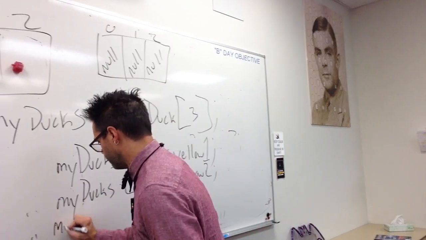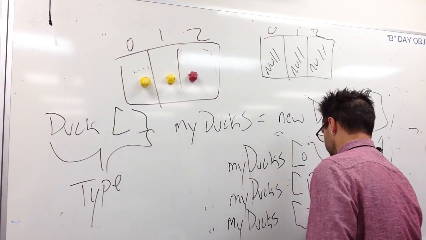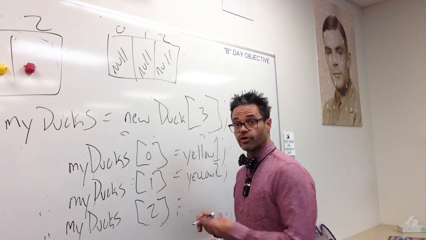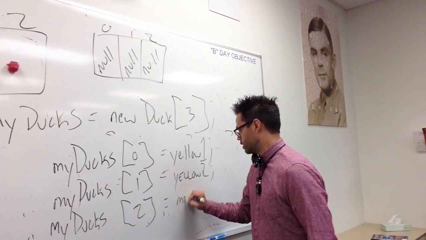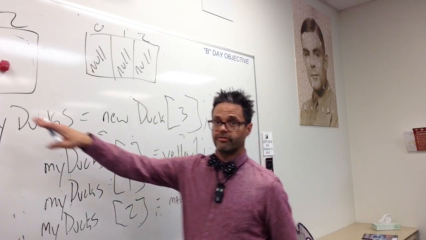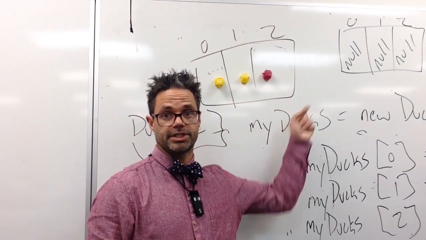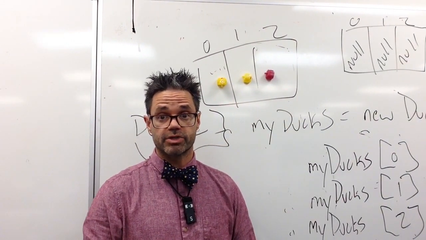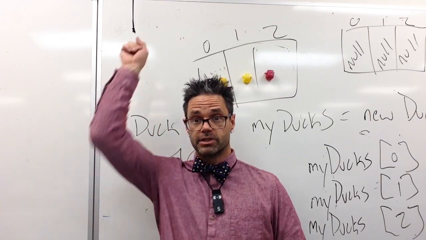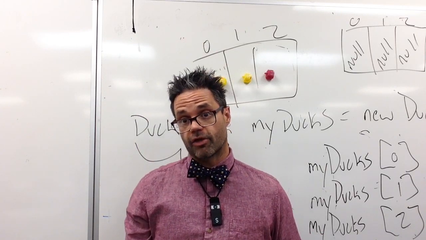And of course my duck sub 3. No, not sub 3. My duck sub 2, the third spot of the array, is going to be magenta. Because I have in my array over here yellow, yellow, and magenta. So we actually have that array right there. So I can initialize it with an initialization sequence, or I can go through and assign each value of my index, 0, 1, and 2, where I'm going to put the value inside that. So we can put our array together like that.